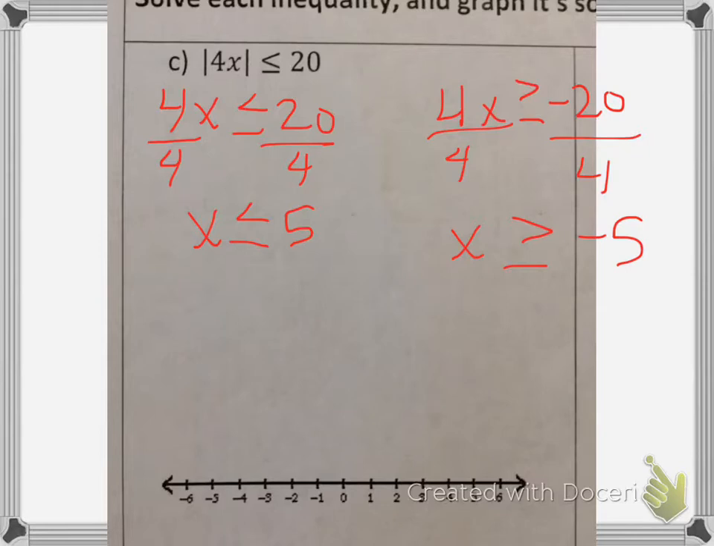So then when we graph that, where x is less than or equal to 5, so solid, less than this direction. Then where x is greater than or equal to negative 5, so solid at negative 5, greater than or equal to this direction. And so our solution, again, this one is an and one because it's overlapping. Our solution is going to be that overlapping in the center.